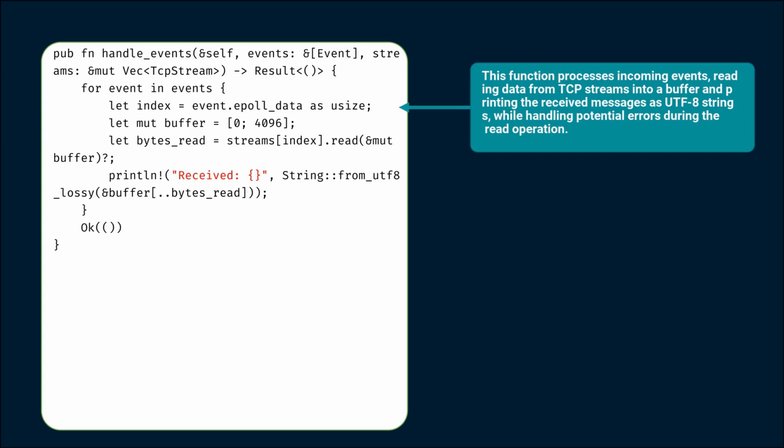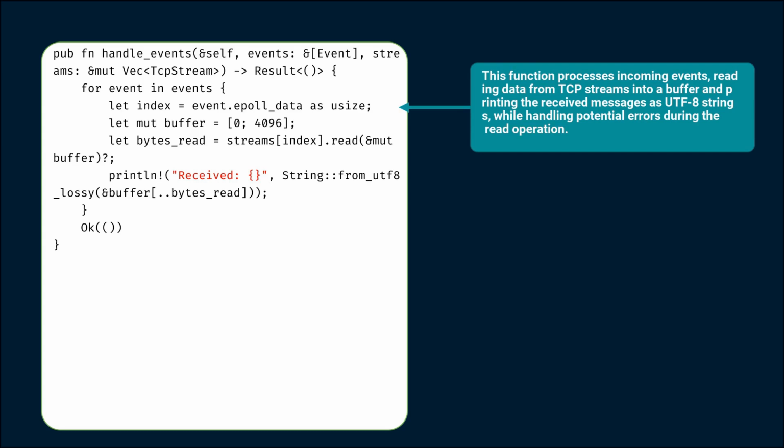After reading, we capture the number of bytes that have been successfully read. We then print the received data to the console, converting the byte buffer into a human-readable string format using String::from_utf8_lossy. This step not only confirms that our application is functioning correctly by displaying incoming data, but also provides a useful debugging tool.